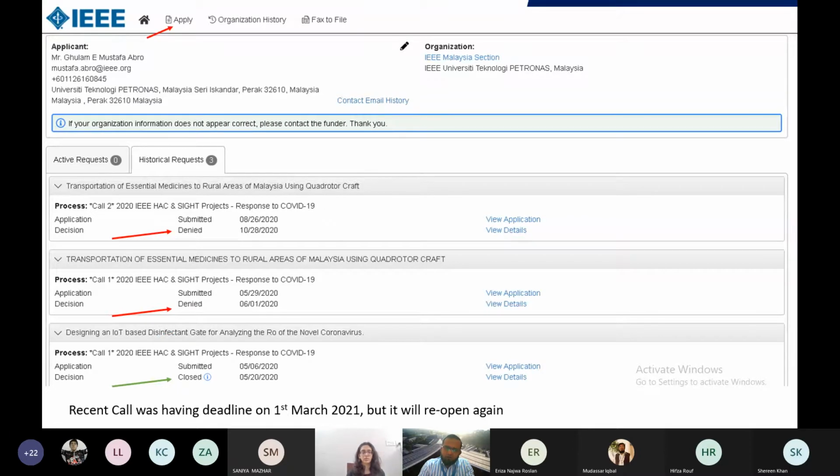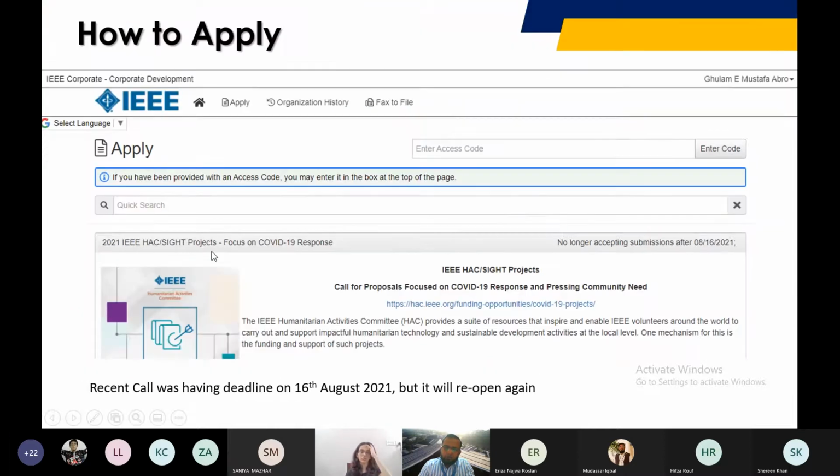This one is the option where you have to apply. When you click on apply, they will tell you this is the call for grant proposals. Unfortunately, the last date was 16th of August, but it's not like that because IEEE HackAndSite opens the call 3 times a year. 3 times a year means one in February or March, the second one is this August, that is already gone, and the third one will most probably be in November or December.